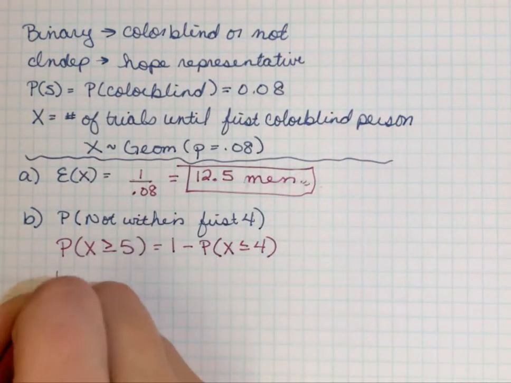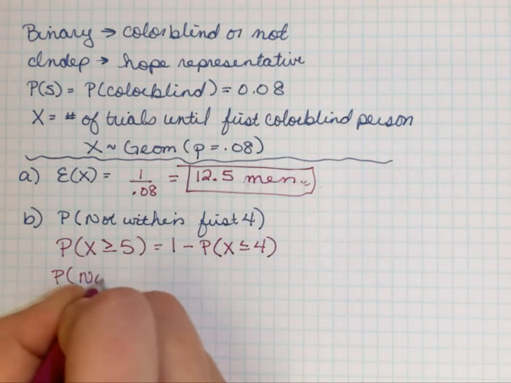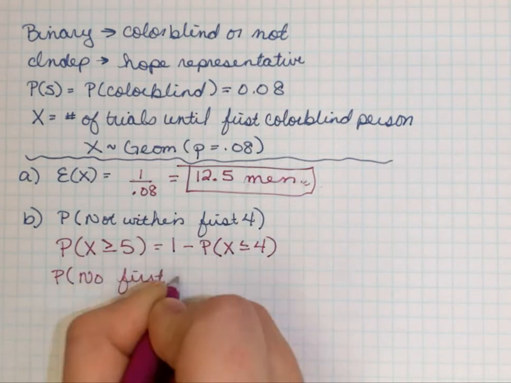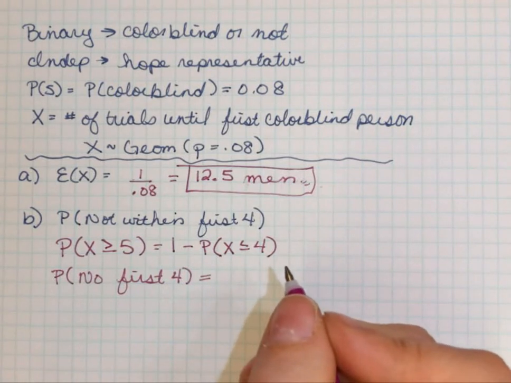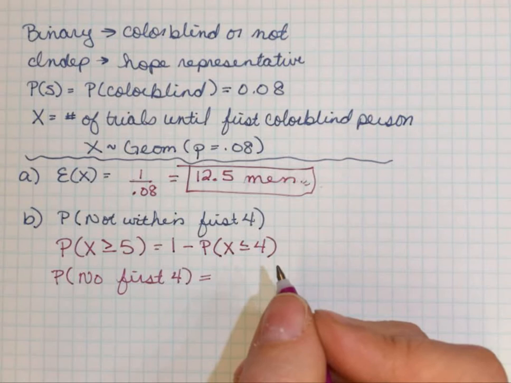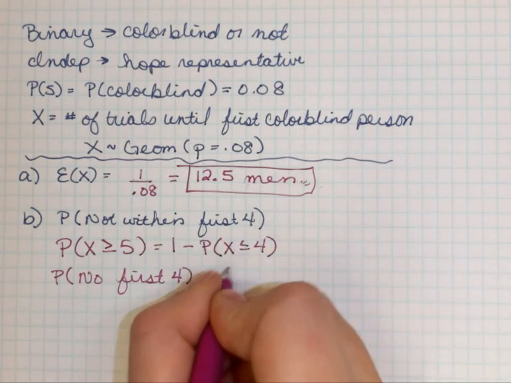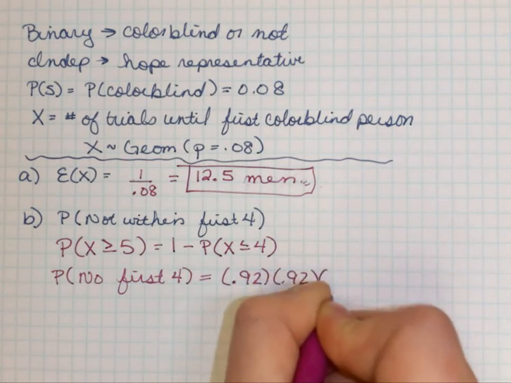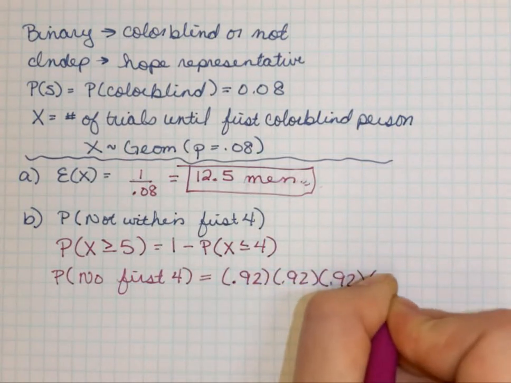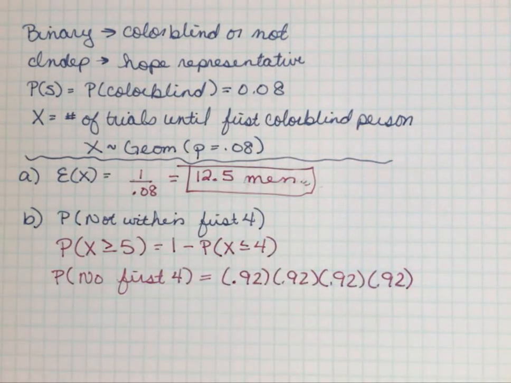I can look at the probability that it is no for the first 4, which would be, if the probability of colorblind is 0.08, what's the probability of not being colorblind? 0.92. And there are 4 of those, because you're saying nope, nope, nope. All sorts of different ways that you can do this. All we care about is that it does not happen within the first 4.